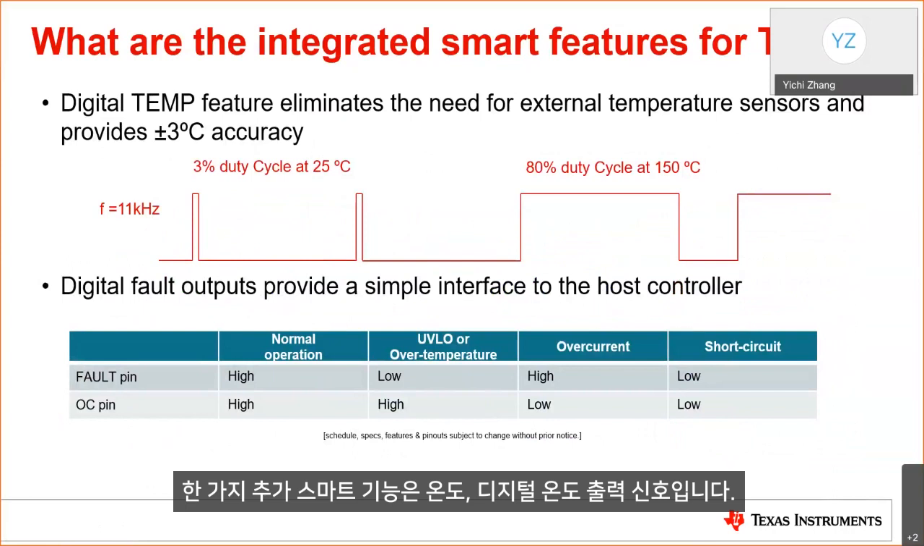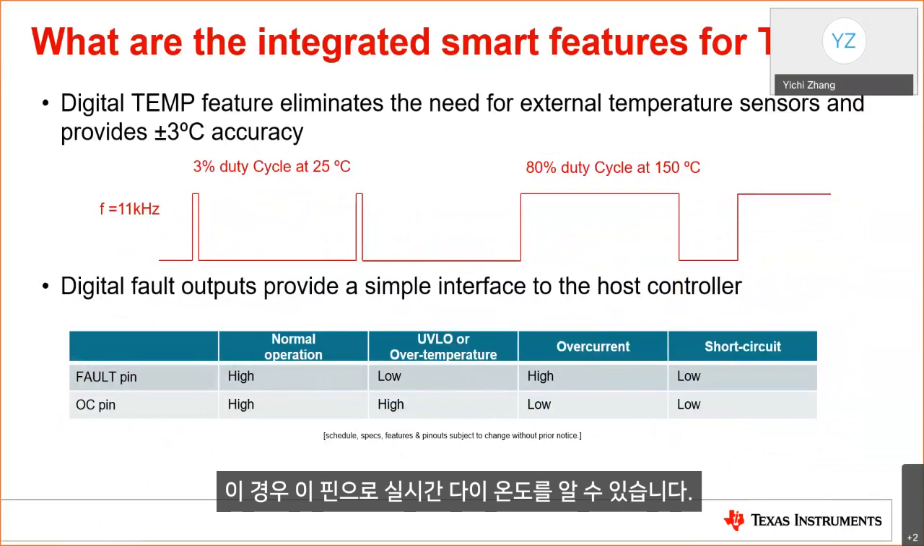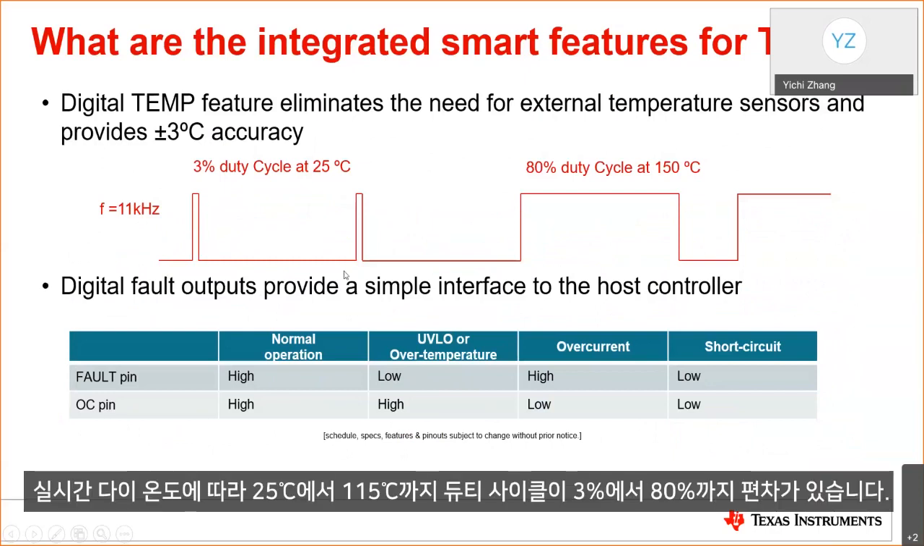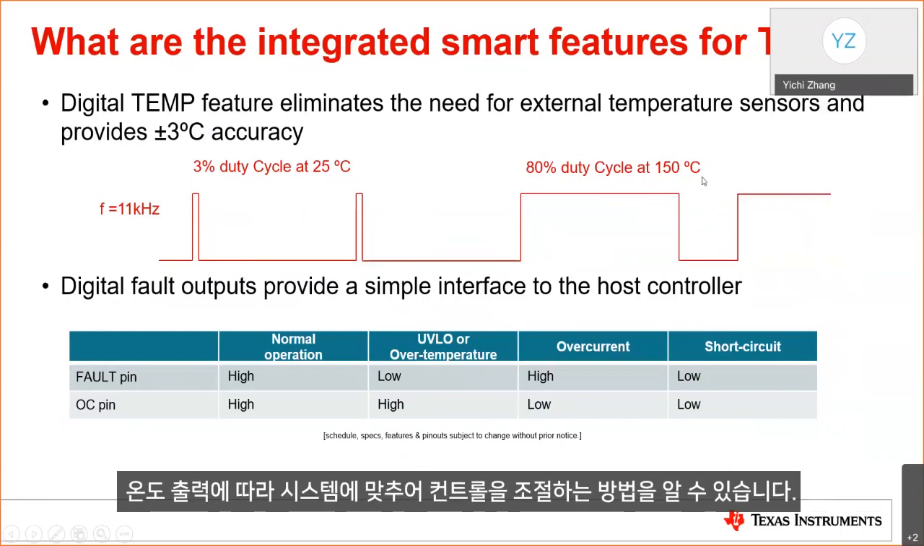One additional smart feature we have is the digital temperature output signal. From this pin, you can see the real-time die temperature. It outputs a digital PWM signal with a fixed frequency of 11 kilohertz, and the duty cycle varies from 3% to 80% based on the real-time die temperature, all the way from 25 degrees C to 150 degrees C. Based on the temperature output, you can adjust your control of the system.